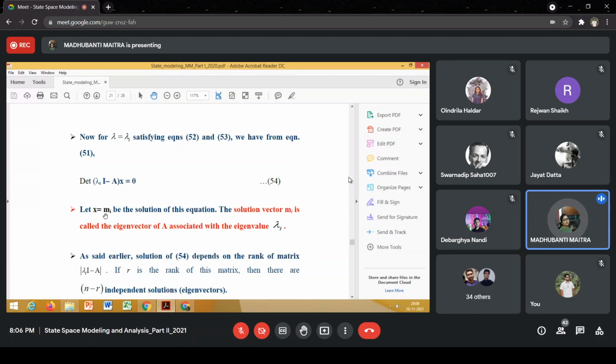So this mi will have n number of components, m1, m2, etc.